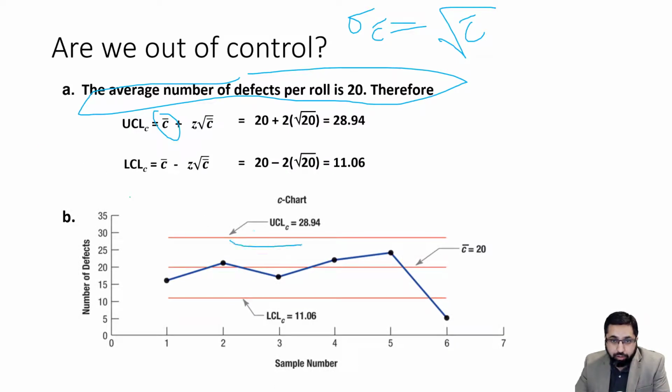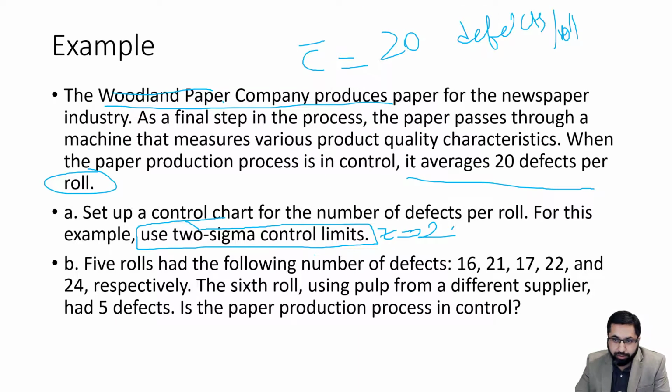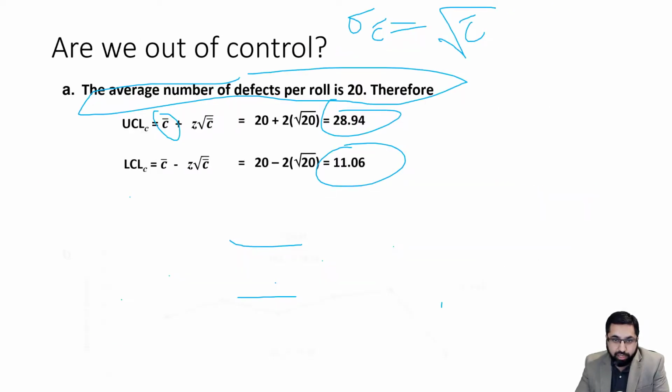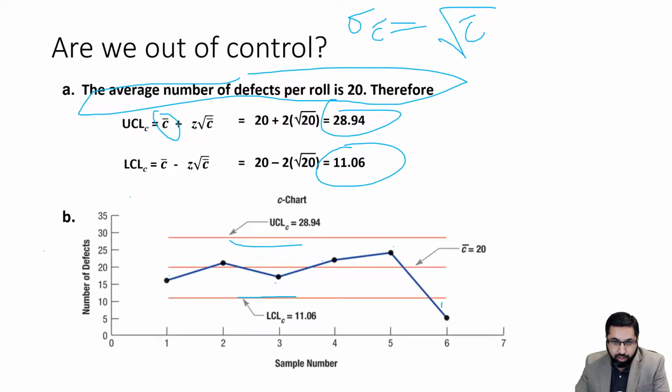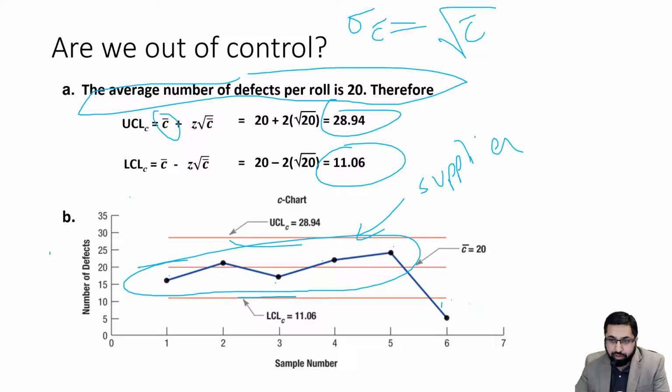Okay, our upper control limit comes from here, lower control limit comes from here, and 1, 2, 3, 4, 5, 6 rows of data we had in this question of part B, right? 16, 21, 17, 22, and 24. That's 5 rows, and the 6th row, we used a different supplier, had only 5 defects. So supplier 1 gave us the first 5 rows. So these 5 rows were from supplier 1, and they are in control. But notice when we switch to supplier 2, we're out of control.